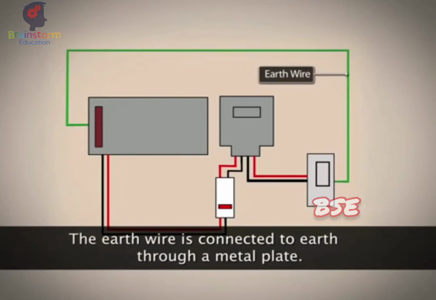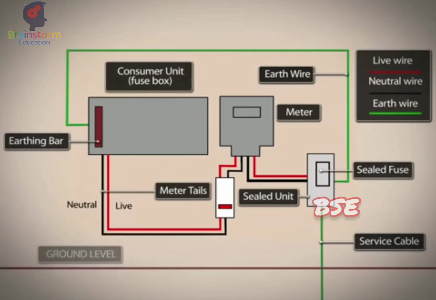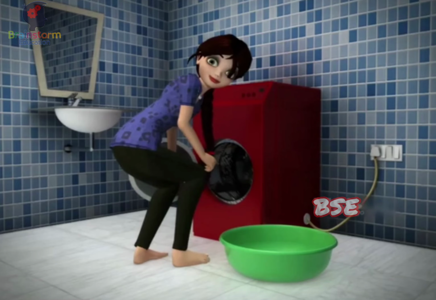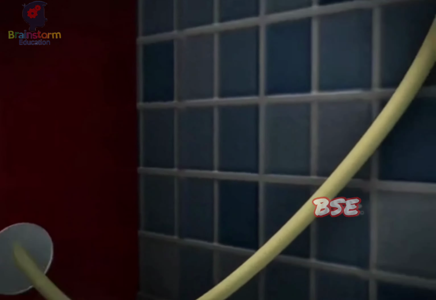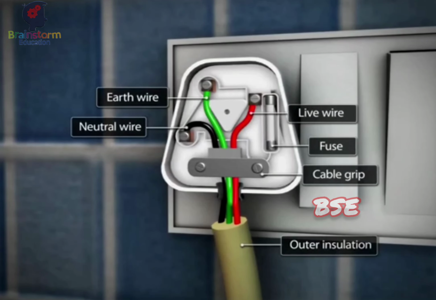The earth wire with green insulation is connected to a metal plate and kept deep in the earth near the house. The metallic body of an appliance is connected to the earth wire, which provides low resistance and conducts any leakage of current. The user is protected from a severe electric shock.